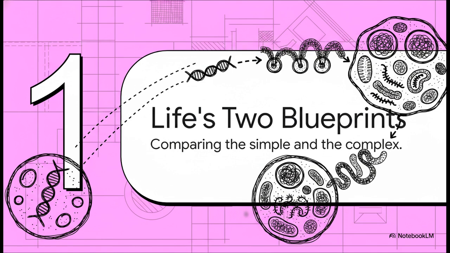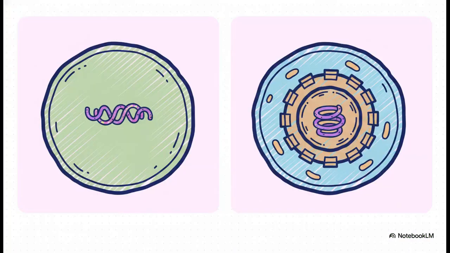Okay, so first up on our tour. While all life is made of cells, it turns out not all cells are created equal. Nature basically uses two main blueprints, one that's pretty simple and straightforward, and another that's incredibly complex. And really, the biggest, most fundamental difference between them boils down to one key feature: the nucleus.